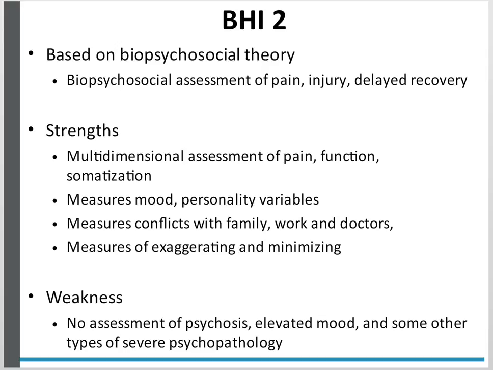The scales of the BBHI-2 are laid out in a biopsychosocial format, so you have biological scales for pain, function, and somatic complaints, psychological scales for mood and personality variables, and social scales measuring conflicts with family, work, and doctors. The weakness here is there are no measures of other types of severe psychopathology like psychosis or bipolar disorder.